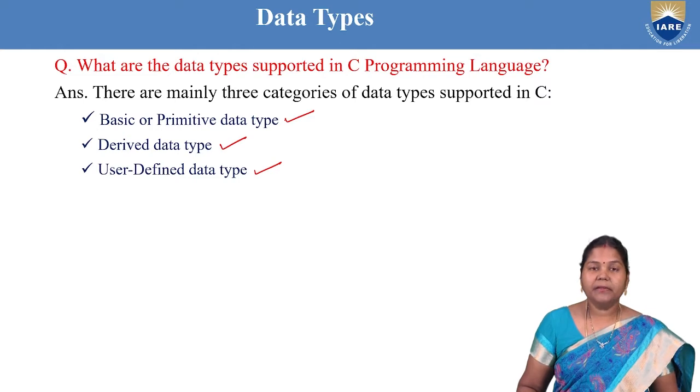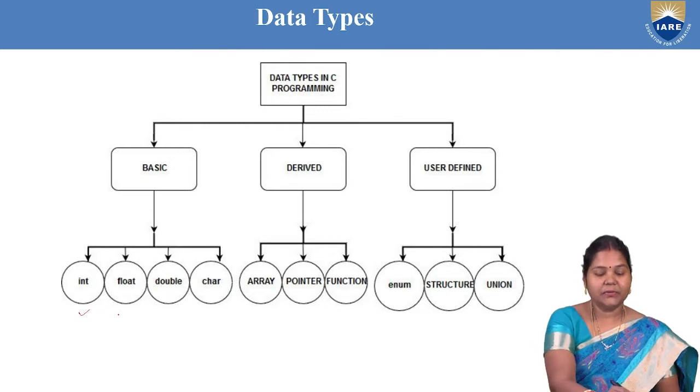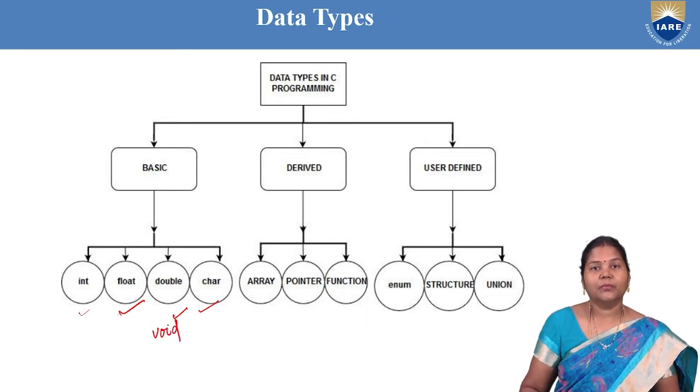Now, the primitive data types are also known as the fundamental data types, and next is called derived data types and user-defined data types. So, let us see what are the basic or fundamental data types. So, under fundamental data types, we have integer, float, double and character. Similarly, void is a separate data type. You can also count it under the basic data type or fundamental data types. So, int, float, char and double, that will come under fundamental data types.